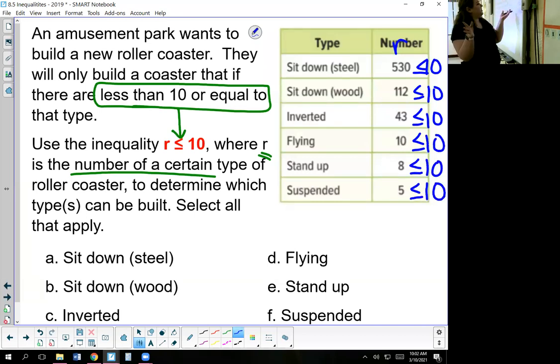But I'm going to do it just because, to show you, any of those that are true are the ones that I need to select. If I select one of them incorrectly, it's wrong. So let's look right here. It has to be true.